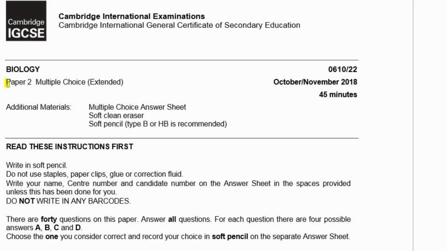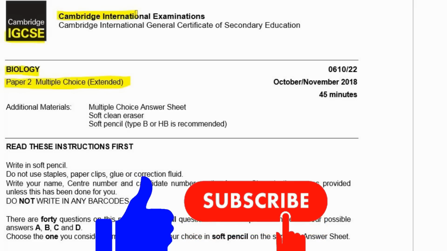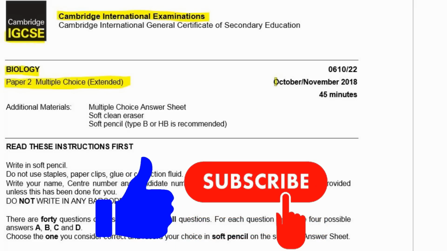Okay, so now we're going to go through paper two, which is a multiple choice extended option for biology. That's IGCSE from Cambridge International Examinations, CIE, from October-November 2018, variant 2, so 0610/22.